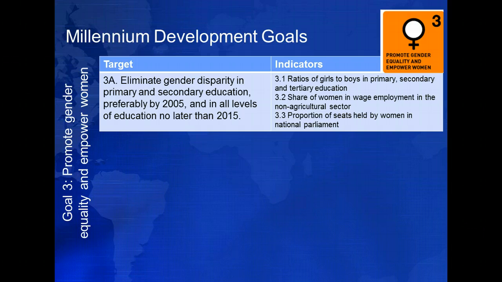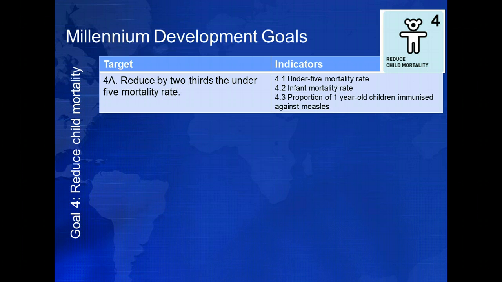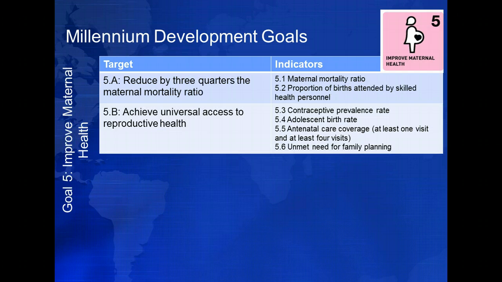Goal number 3 is to promote gender equality and empower women. While it focuses on the reduction of gender disparities in primary and secondary education, the indicators include broader measures of gender equity, including the share of women in wage employment outside the agricultural sector, and the proportion of seats held by women in the national legislature. Goal 4 focuses on reducing the child mortality rate. Goal 5 focuses on improving maternal health and includes the availability of family planning as part of reproductive health.